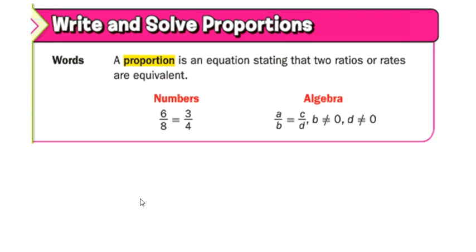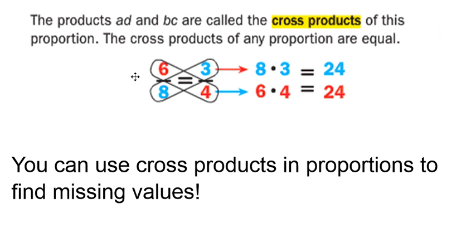Write and solve proportions. A proportion is an equation stating that two ratios or rates are equivalent. So for an example, 6 over 8 equals 3 over 4. These two are ratios and they are equivalent. The products A and D and B and C are called cross products of this proportion. The cross products of any proportion are equal.